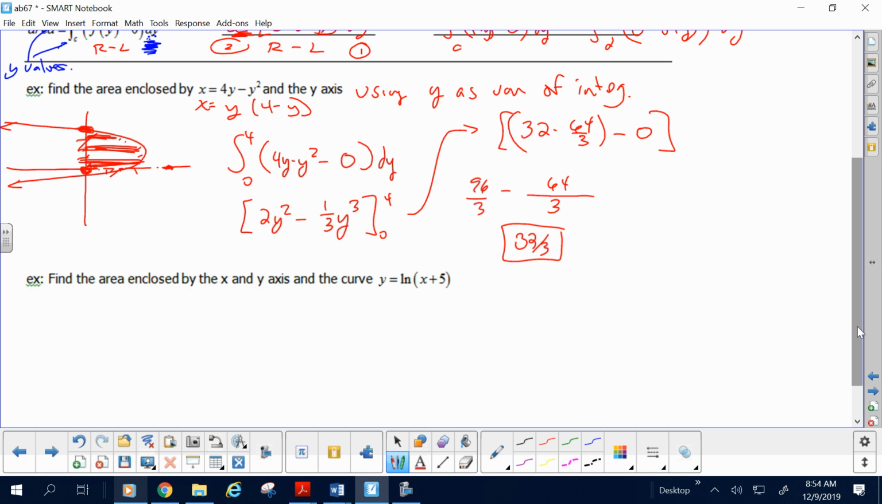All right, cool. Now let's go with this one. Find the area enclosed by, it says area, so it better be positive. It says find the area, your answer better be positive. All right, so x and y axis on the curve, y equals natural log of x plus 5. How is that natural log graph shifted? Left 5. Okay, so 1, 2, 3, 4, 5. So where is the vertical asymptote? Where is the key point?